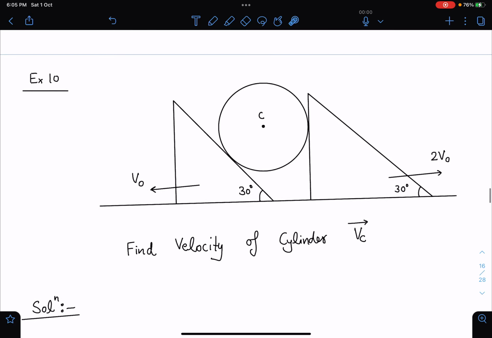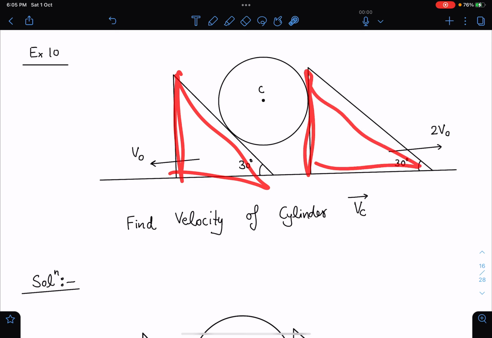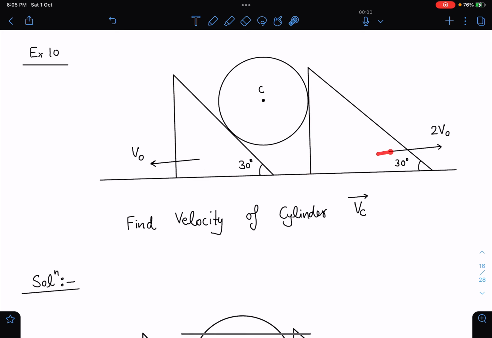One more problem we can take on this constraint relation. Let's say there is a cylinder which is trapped between two wedges having angle of inclination 30. They are identical, and this is moving this side with 2v0 and this is moving this side with v0. We have to calculate the velocity of cylinder Vc. Alright, so again I'm not sure which side the cylinder will move, so I will take Vy and Vx, these two components.